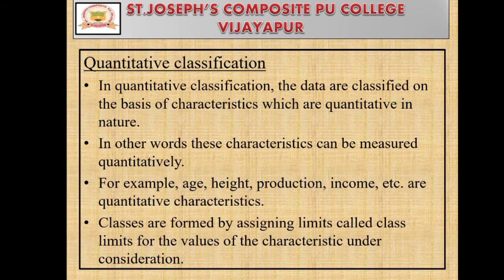So don't confuse. Qualitative classification is what? The data which are classified on the basis of attributes. And quantitative classification is what? This is classified on the basis of characteristics that are quantitative in nature.